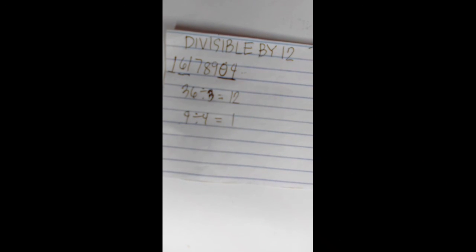And the answer, dividing this by 12 using your calculator, is 1,348,242. It is divisible by 12 if it is divisible by both 3 and 4. Okay, next.